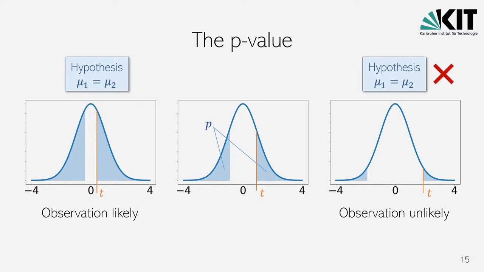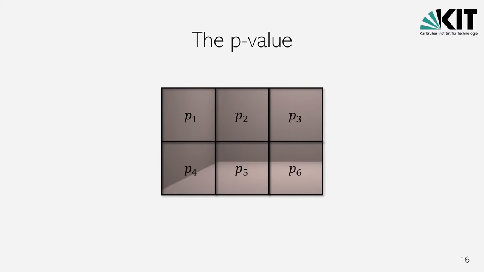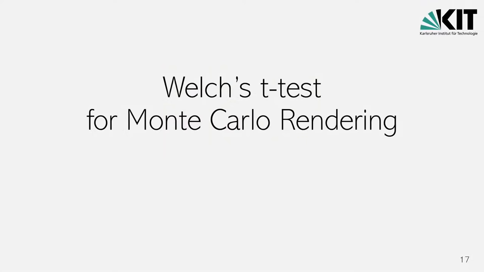The problem now is, unlikely does not mean impossible. If we conduct the test enough times, the p-value is actually uniformly distributed. And this means that a single small p-value by itself does not yet prove that the means are different. We circumvent this by not performing a single test, but by breaking up the image into square pixel blocks and performing a separate test within each block. And we can then analyze all these p-values collectively to get a more conclusive result. So, how do we do that?